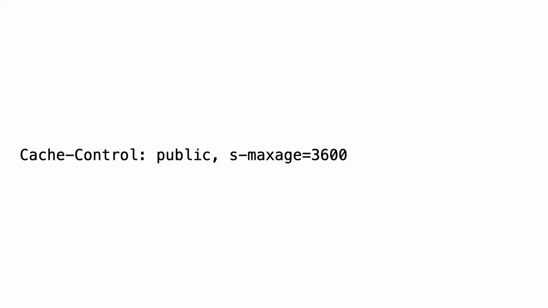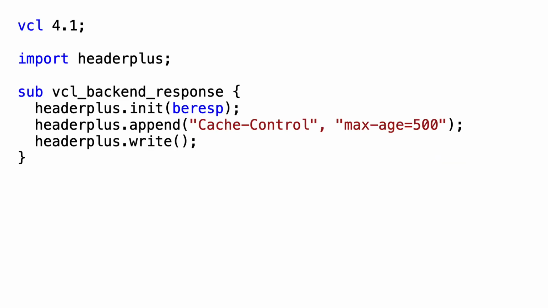Have a look at the following response header. It's the well-known cache control header and its value equals public, s-maxage equals 3600. Now imagine that we want to attach a max-age attribute with a 500 second value. Here's how we would do that with Headerplus. It would be just a matter of calling the append function, mentioning the header where we want to append an attribute to, and then specify max-age equals 500.